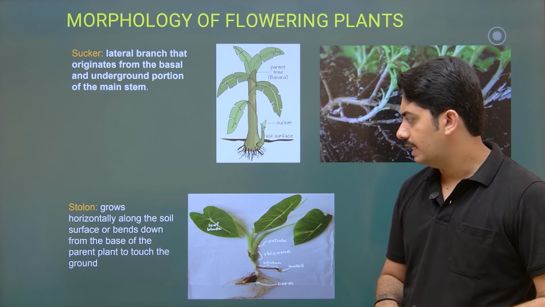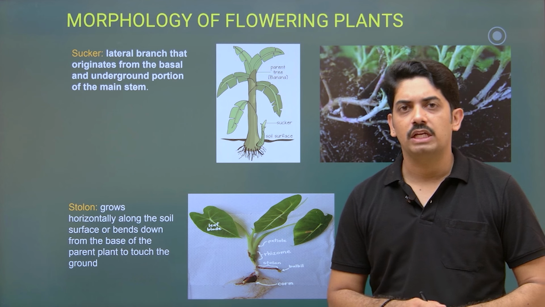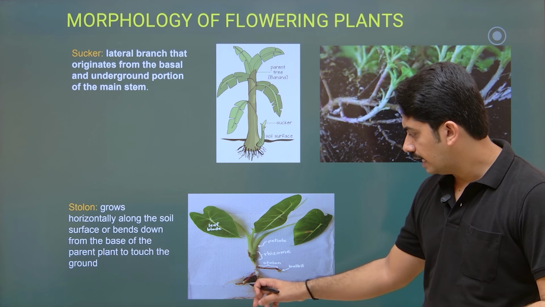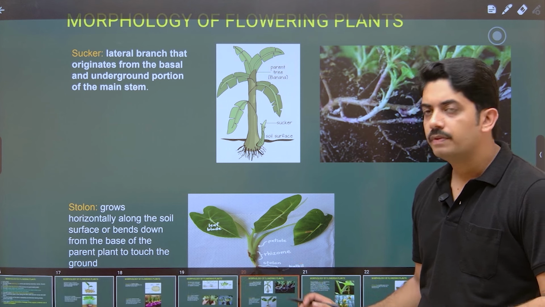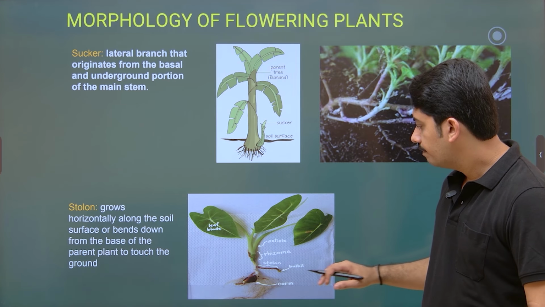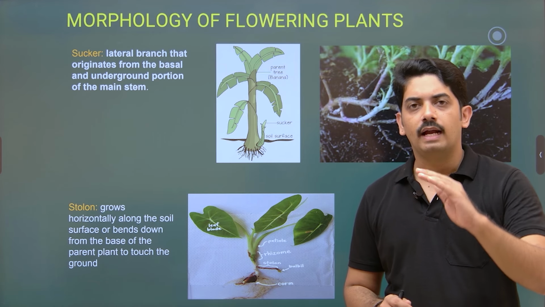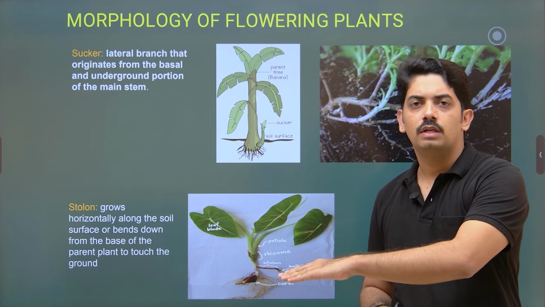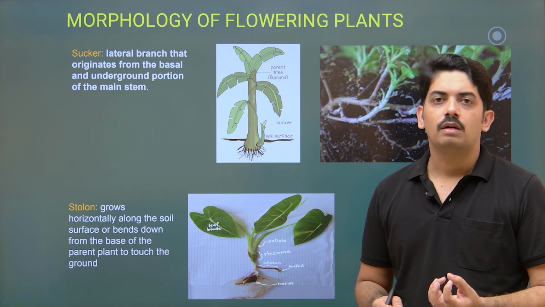a new plant. Stolon is another type, very common in Colocasia plants. See, this is the rhizome of the Colocasia plant. Here you can see the stolon. This stolon, they first grow upward and then they creep on the ground. Their tip, when it reaches the soil, it gives rise to another plant.